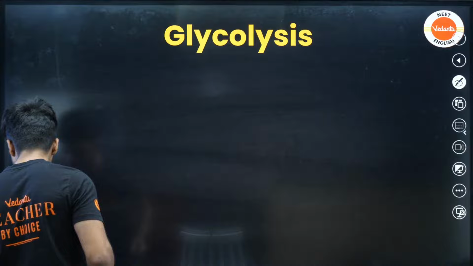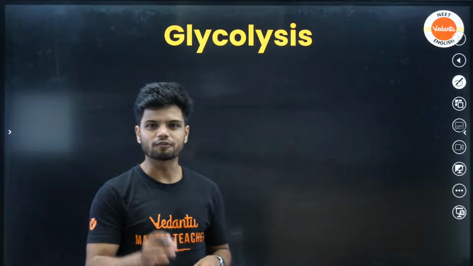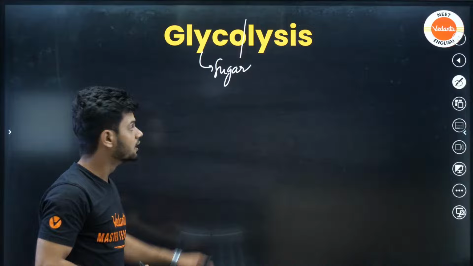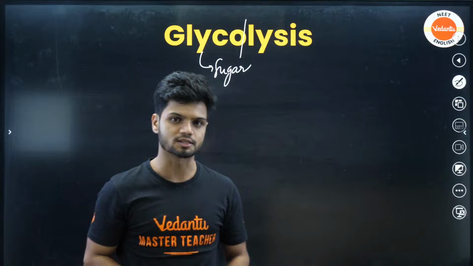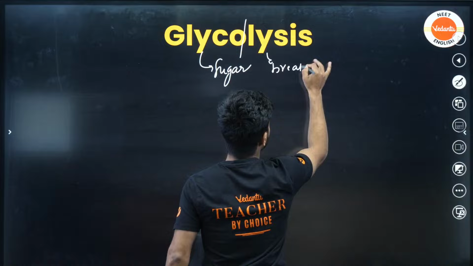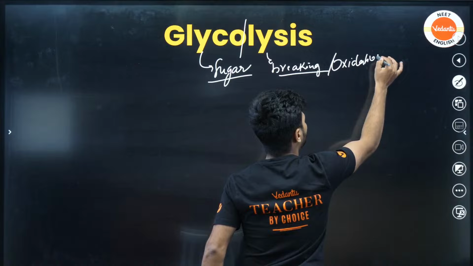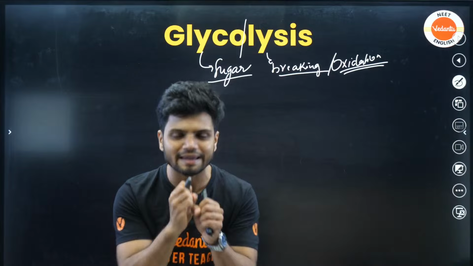What is glycolysis? Now, what is the meaning of glycolysis? Students, first, glyco means sugar. Lysis means to break. So in your glycolysis, we are breaking the sugar. Now, can I call lysis also as oxidation? Lysis can also be called oxidation. So in your glycolysis, we are completely breaking down glucose.